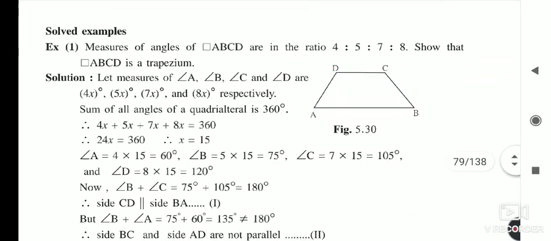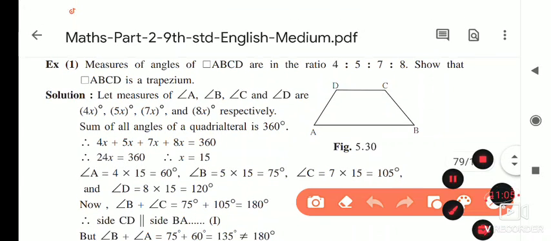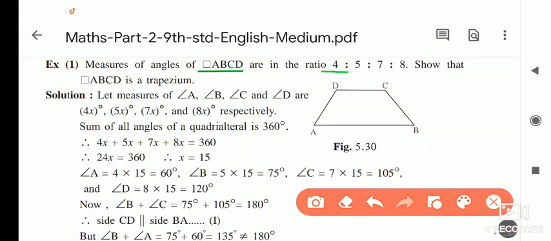So now we will see the examples based on these properties of trapezium. And the first example is: the measures of angles of quadrilateral ABCD are in the ratio 4:5:7:8.